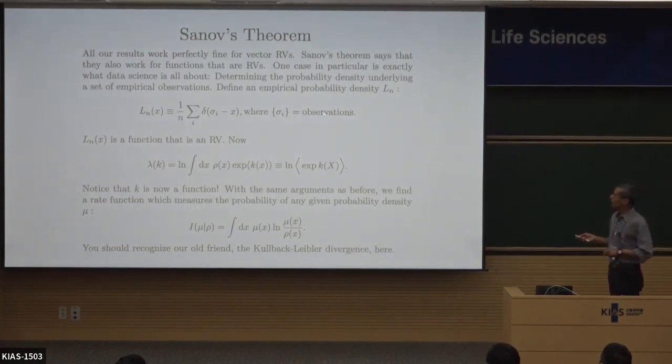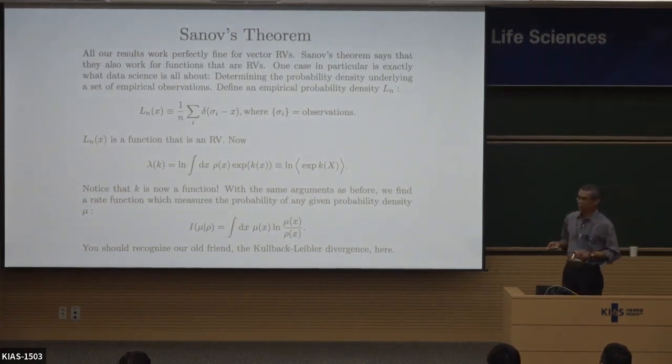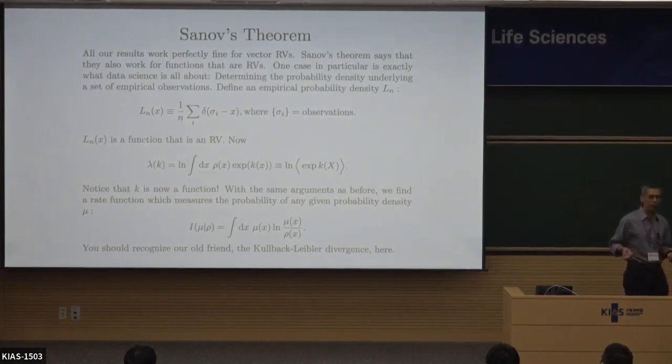look at this. Suppose I give you a sample of n copies of a random variable, right? That's x_i or sigma_i. These are your observations. Then I can define a probability density, L_n of x, which is just 1 over n times the sum over this set of delta functions, one at each observation, right?